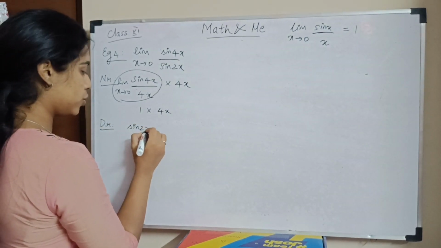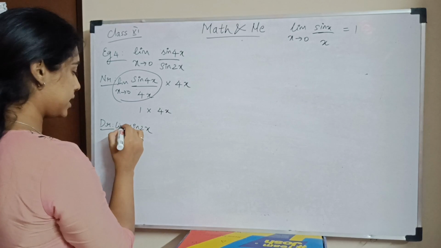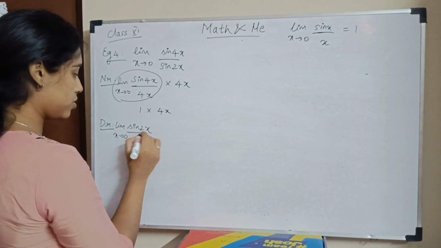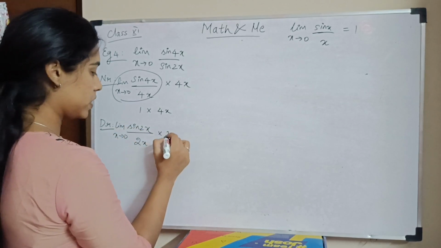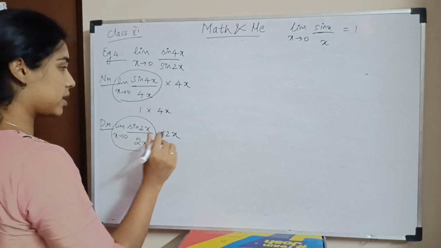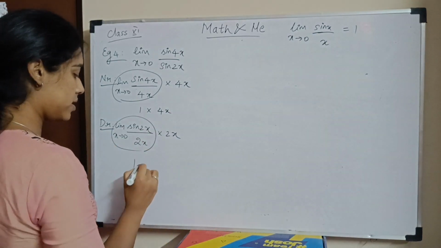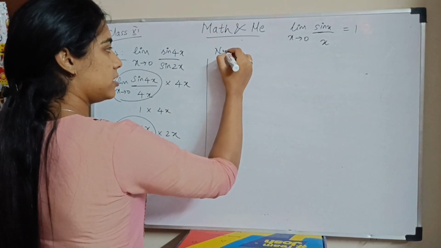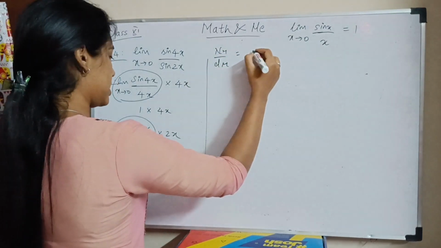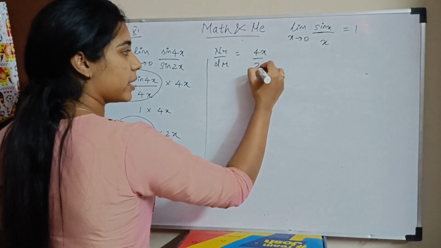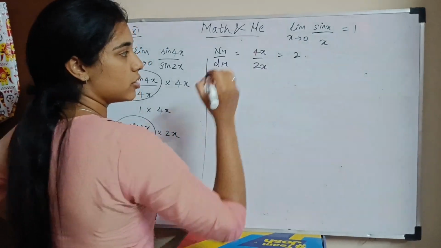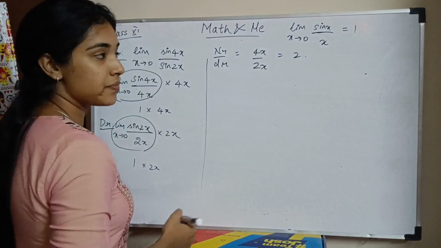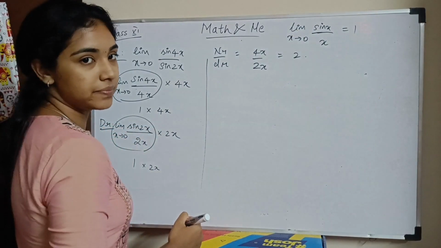What is your denominator? Sin 2x. So limit x tends to 0, multiply and divide by 2x. What does this term become according to this formula? It becomes 1 times 2x. So what do you get? Numerator by denominator is 4x divided by 2x and you get 2. So this is your answer by using theorem 5.